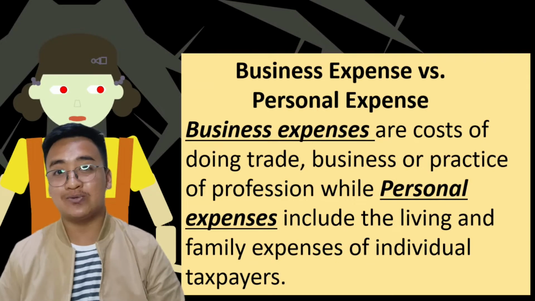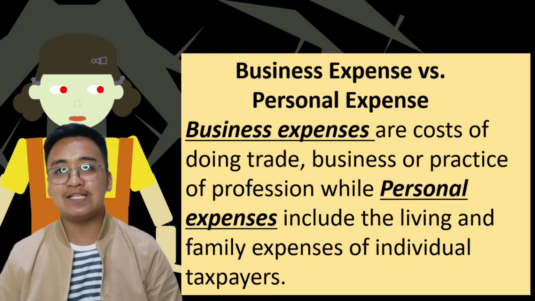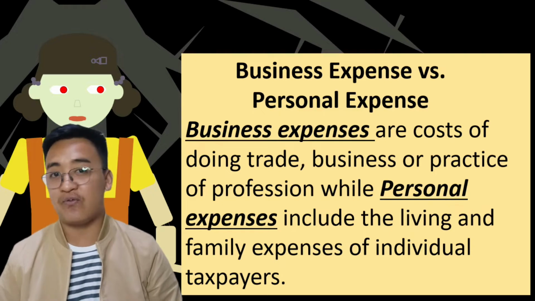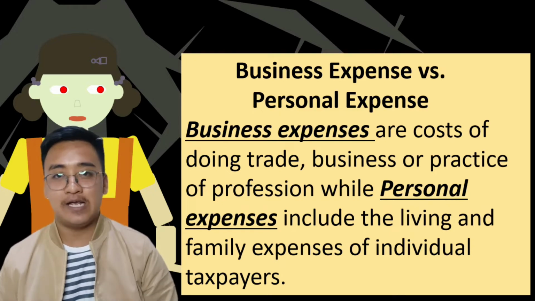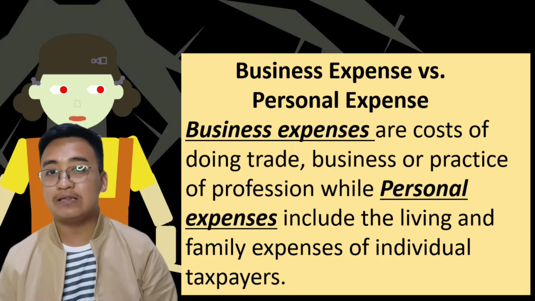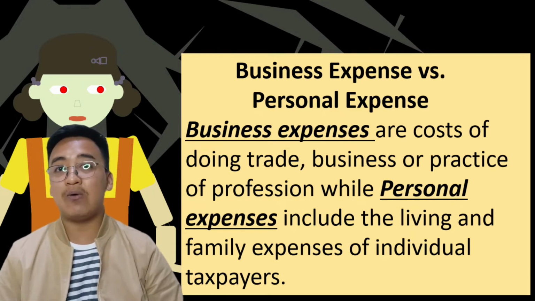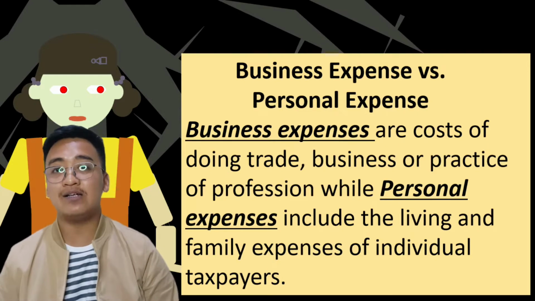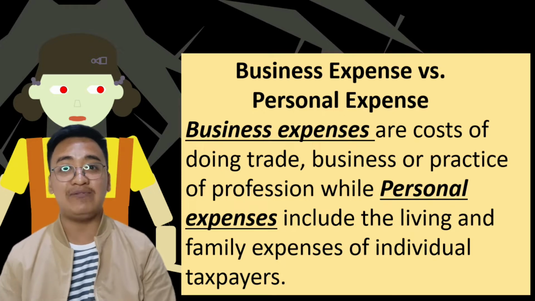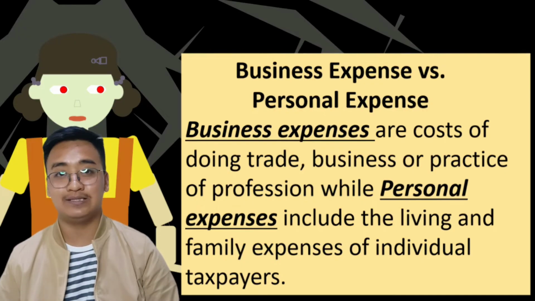It is also important to know the difference between business expense and personal expense. Business expenses are costs of doing trade, business, or practice of profession, while personal expenses include the living and family expenses of the individual taxpayers. Take note, only the business expenses are deductible. The 250,000 annual income exemption in the tax table for individuals is deemed in lieu of all personal expenses of individual taxpayers. Hence, personal expenses are non-deductible.